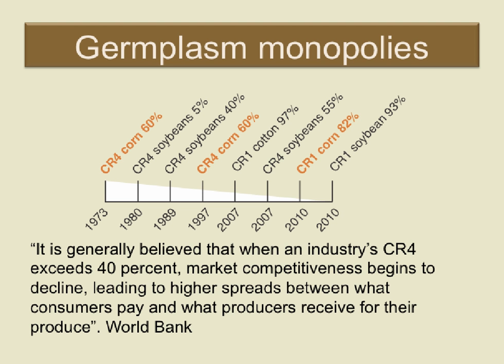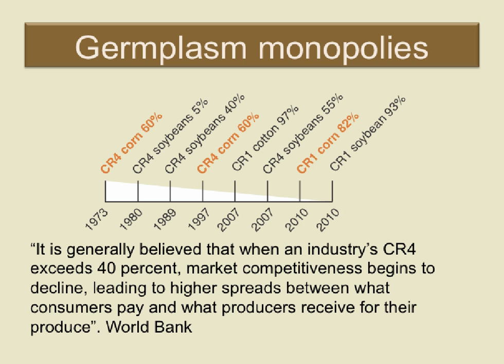This is, of course, due to the monopolization of seed supply. If you look back to 1973, the concentration of the four largest companies providing corn germplasm for sale was 60%. The World Bank says you have monopoly problems whenever the CR4 exceeds 40%. So the U.S. has been struggling with the monopolization of the seed supply for quite some time.